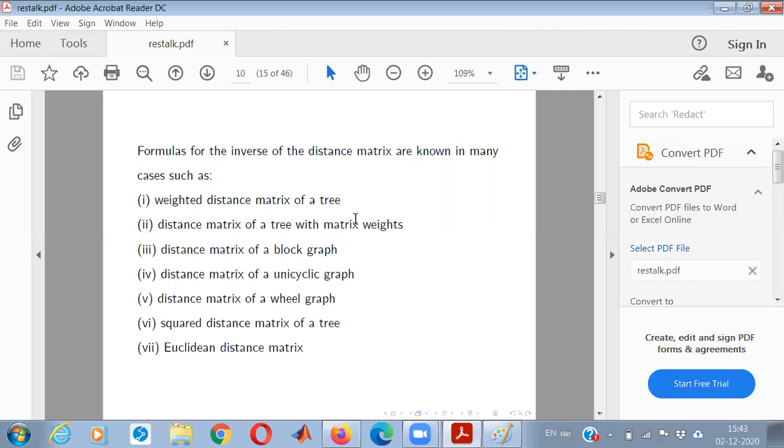Distance matrix of a tree with matrix weights. So weights are matrices, square matrices. Then the distance will also be a matrix. So then also such a formula holds.